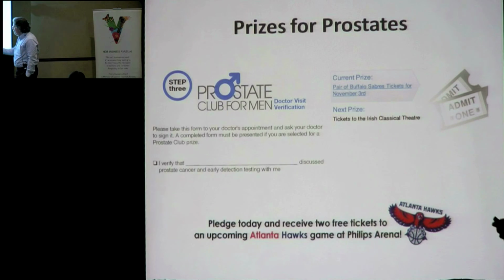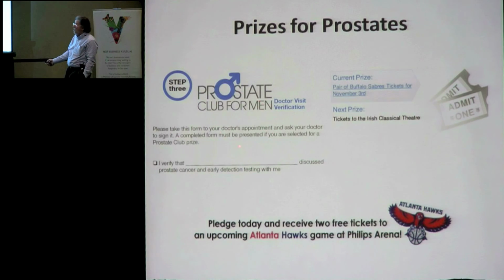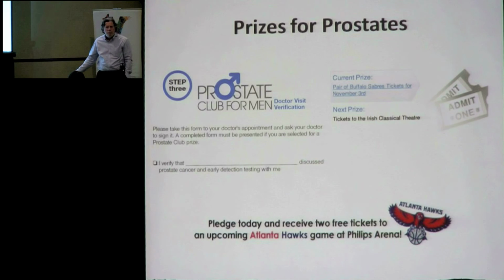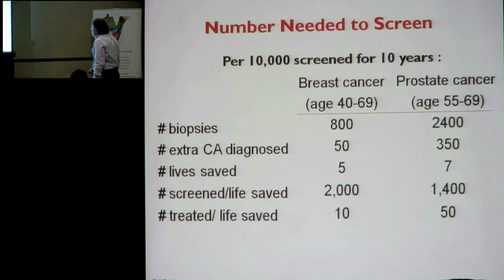So this is the Roswell Park Cancer Center in Buffalo, one of our leading cancer centers, where if you can show that you asked your doctor about a PSA blood test, they'll give you hockey tickets or theater tickets. And then in Atlanta, they like that idea, so same thing. If you pledge that you will go in and ask about a PSA blood test, you get Atlanta Hawks basketball tickets. Is that what we should be doing, bribing men with a non-evidence-based approach?